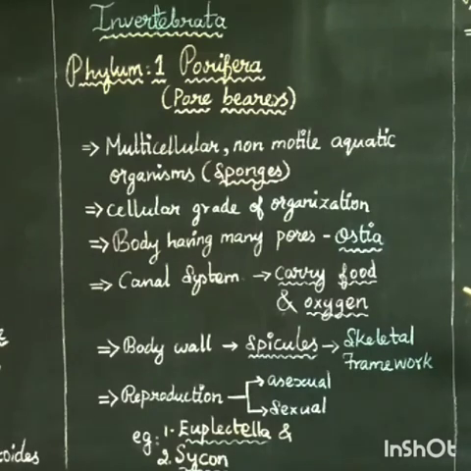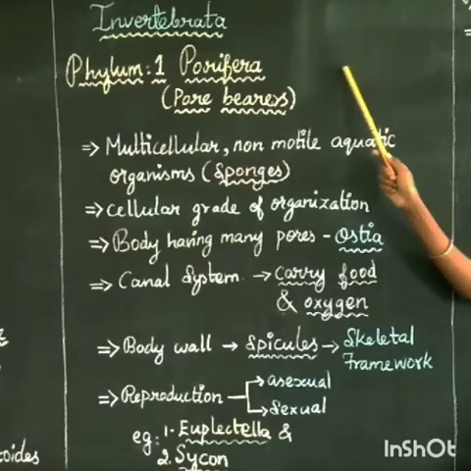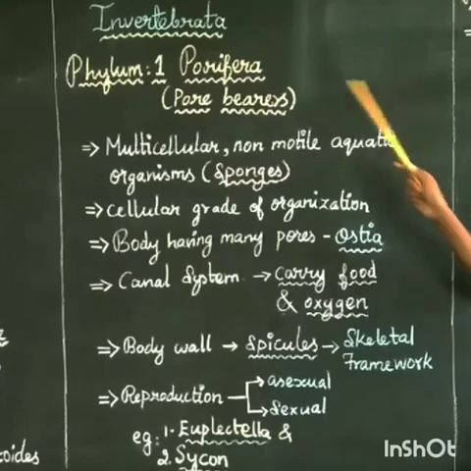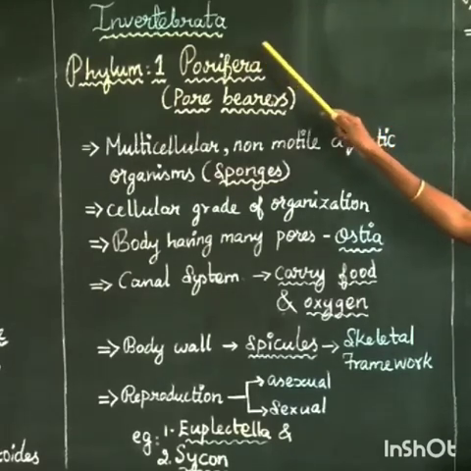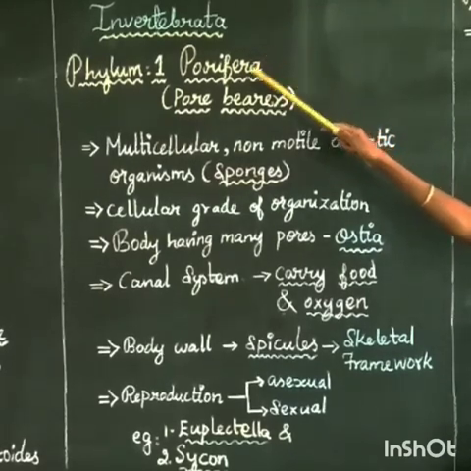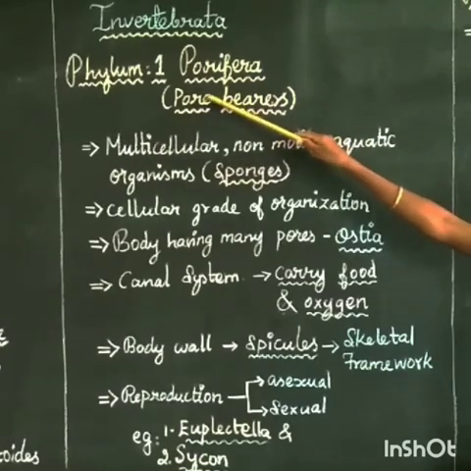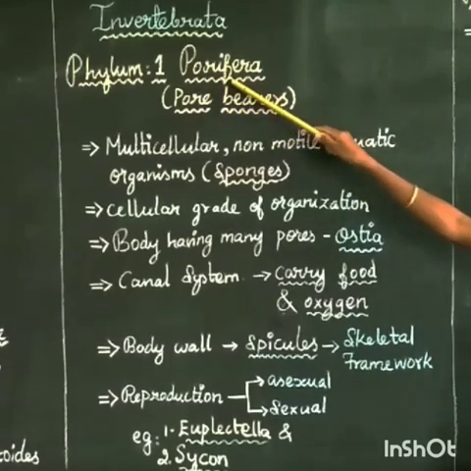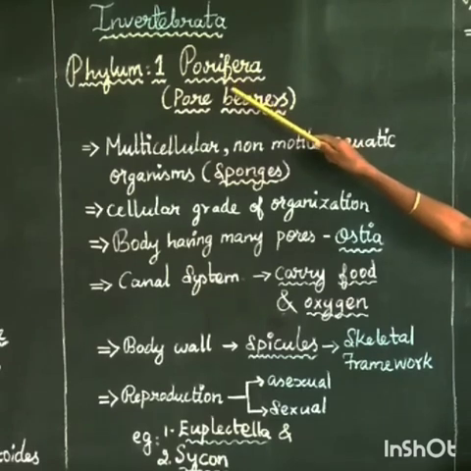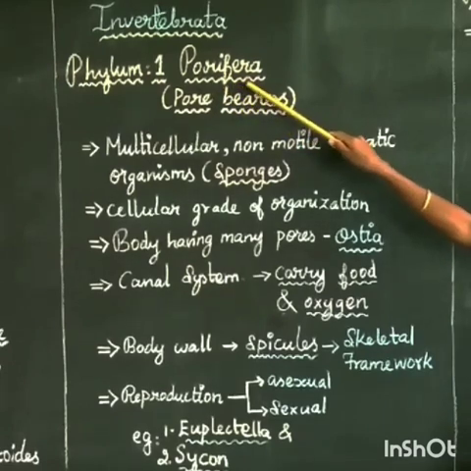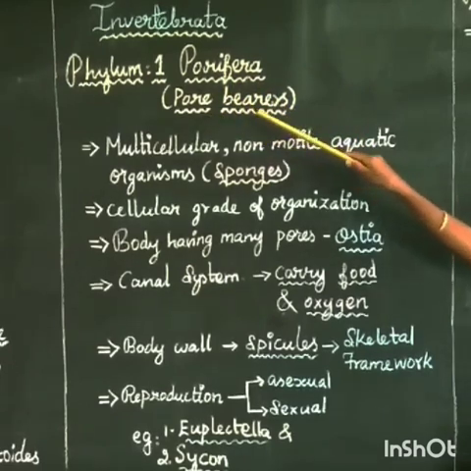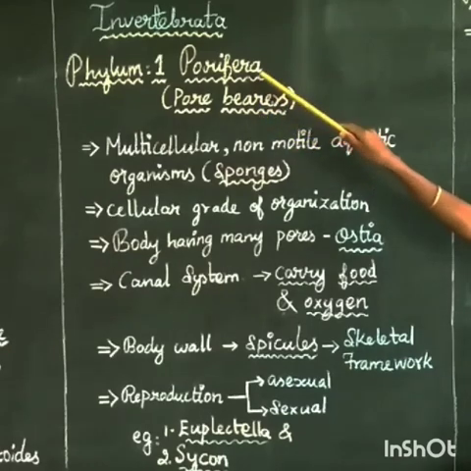Now we are going to see 11 phyla in detail. Invertebrata has 11 phyla. You are going to see in detail about each and every phylum. Clear? First phylum, Porifera, that is spore bearing animals, also called pore bearers.